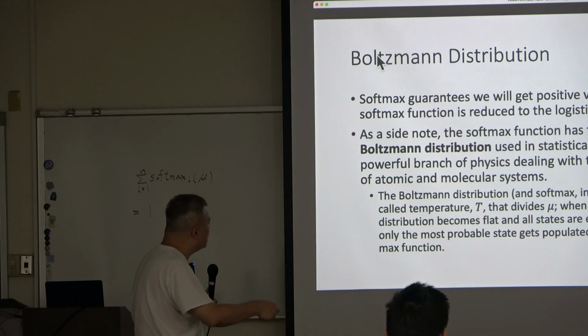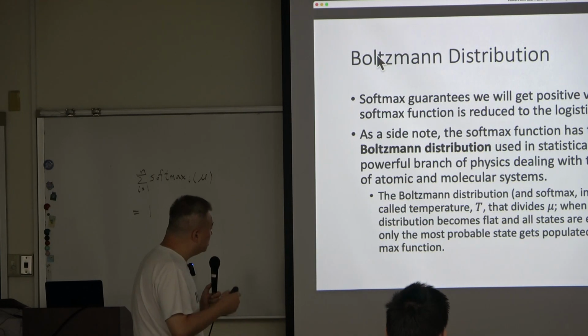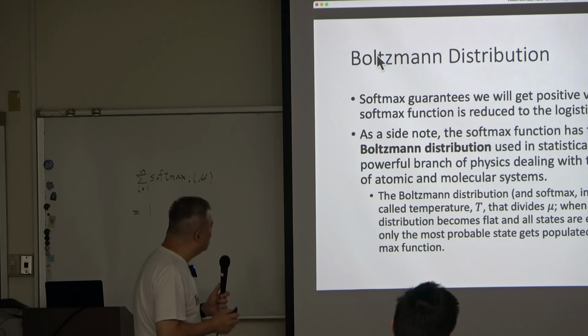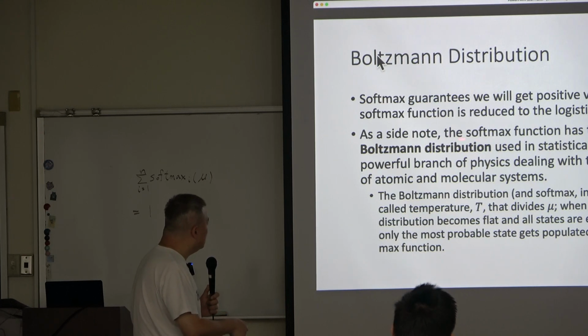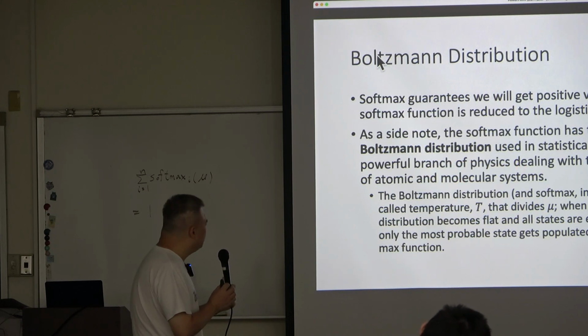You can verify this by yourself, but I just want you to understand that softmax is an extension of the logistic function, in the sense that one is used for multi-class classification and the other for binary classification. As a side note, the softmax function has the same form as the Boltzmann distribution used in statistical mechanics. This Boltzmann distribution is normally used in physics to deal with the probabilistic description of atomic and molecular systems, this type of system.